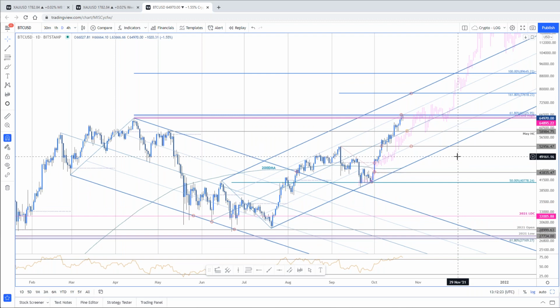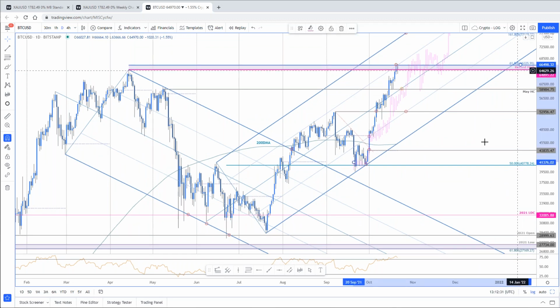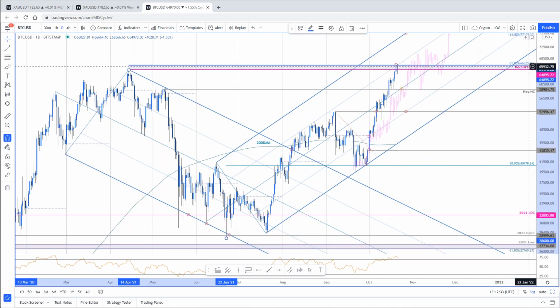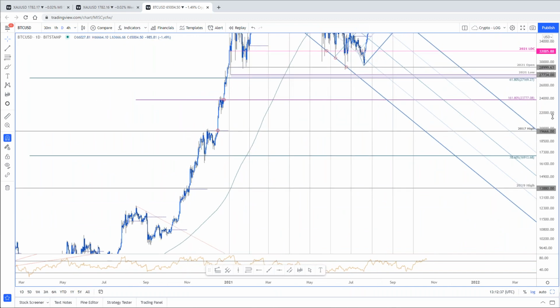No one's talking about it because everyone's talking about the record high, 64,970, right? But just higher is the 618 extension from the ascent off the lows back here in 2020. Let me get that in view for you.